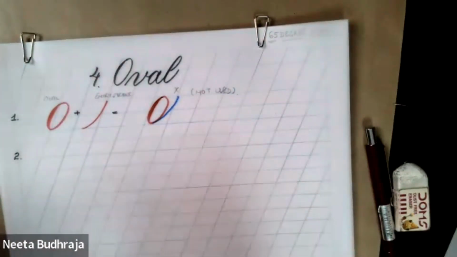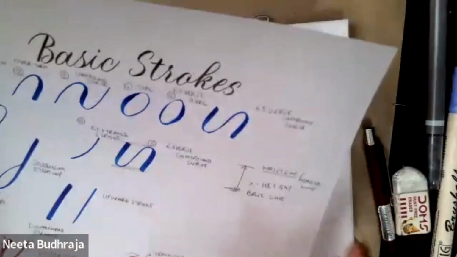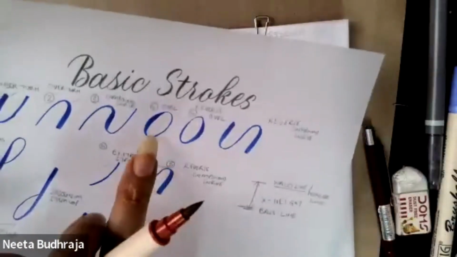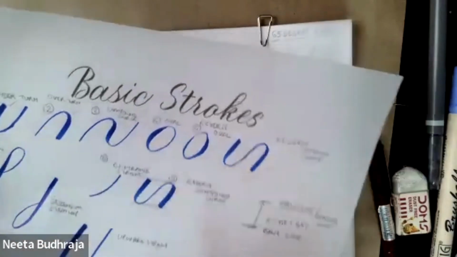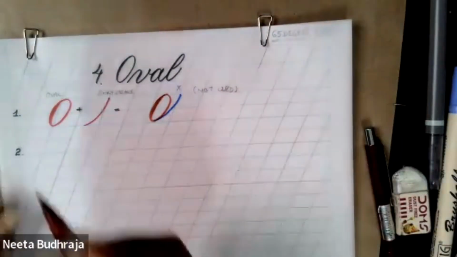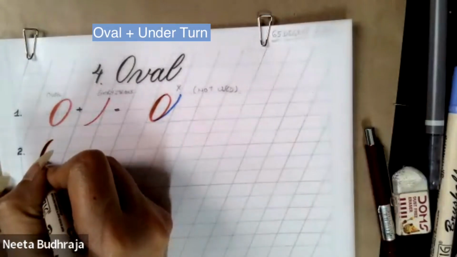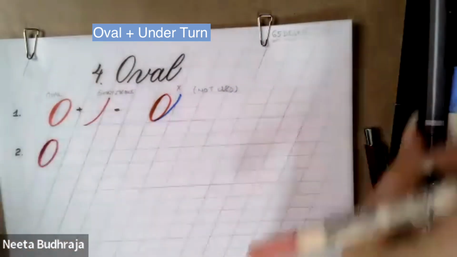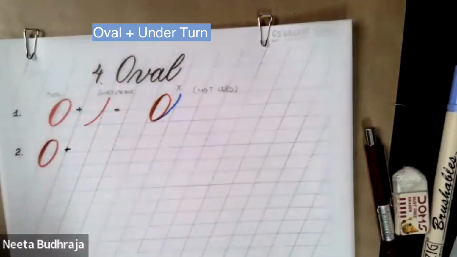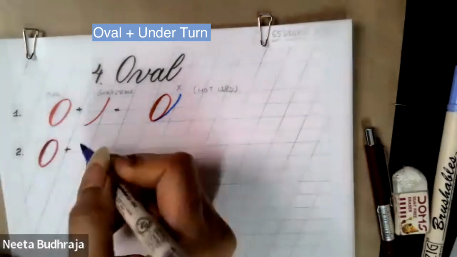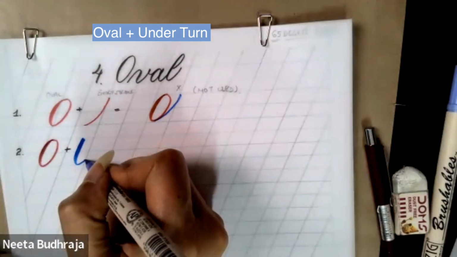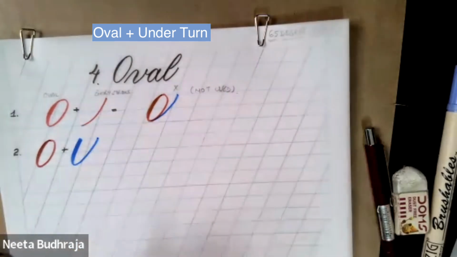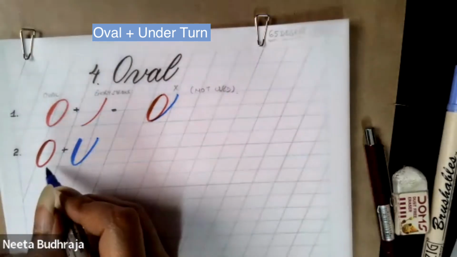option, which is oval and the basic stroke sheet. So we have done with our entry stroke here with our oval. Now let's see oval and undertone. Let's start with that. So we are taking oval plus undertone. So let me grab another color, undertone. So this is our undertone and this is our oval.